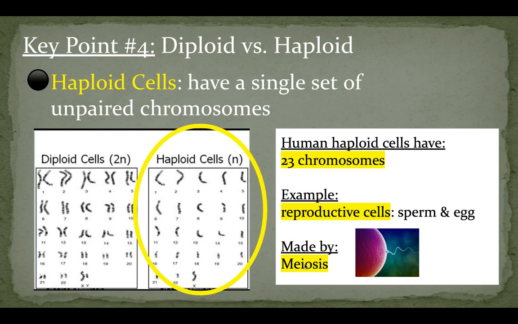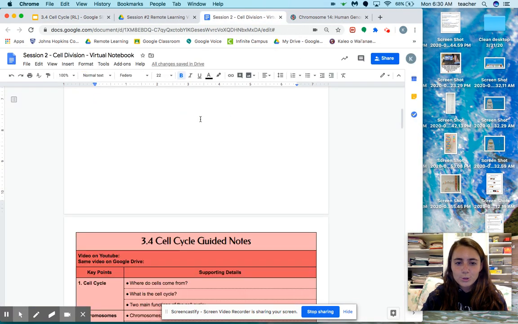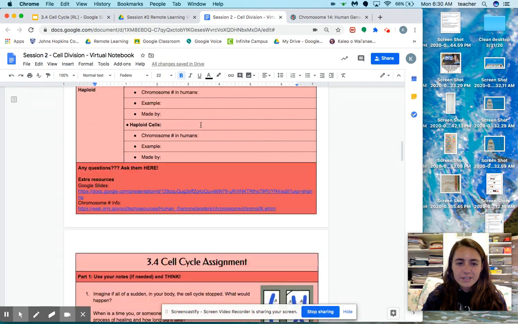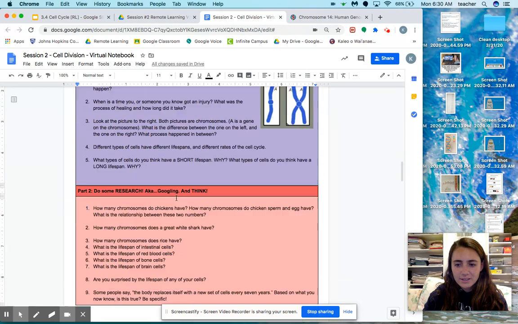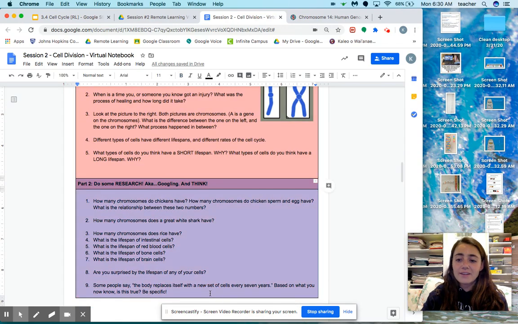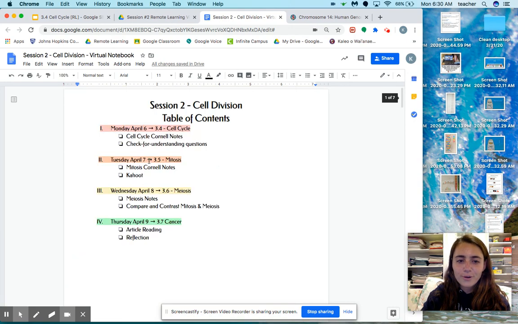All right, that is all for this. So your little assignment is to go to the virtual notebook and then answer these questions. So these ones you're going to have to use your notes and your brain to think about. These ones you're going to have to do some Googling, and it is just some quick searches, and it's about how many chromosomes are in different organisms and also the lifespan of certain cells. And after you do that, that is all for the cell cycle, and you can check those little boxes. All right, let me know if you have any questions.